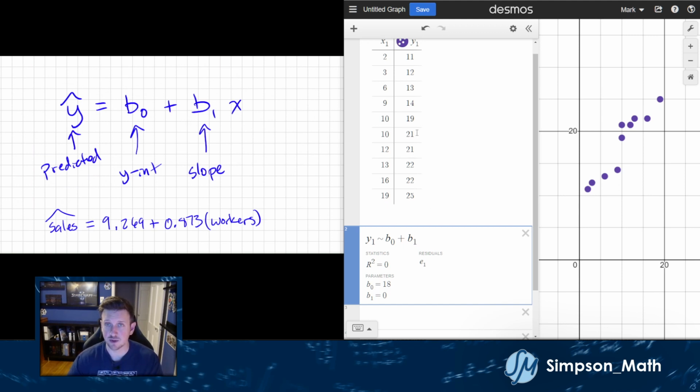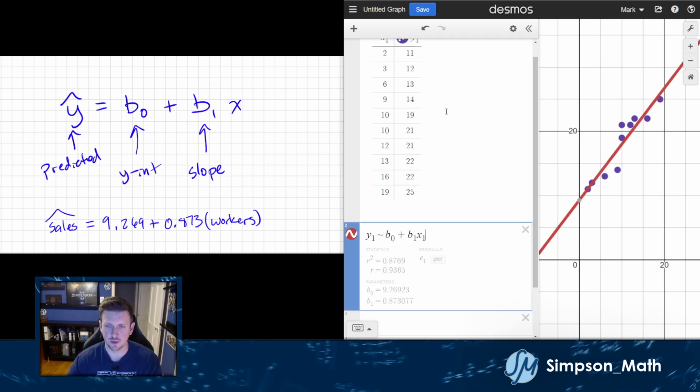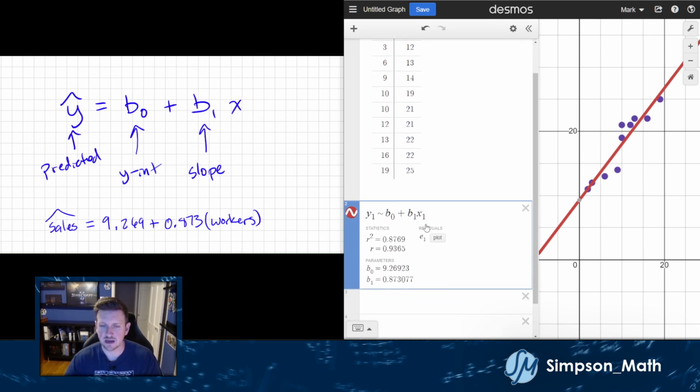And then now I need x1. Again, I'm picking x1 because that's my input. My input, Desmos knows it as x1, so x1. When I do, it's in red today. So that is our slope, or sorry, our regression line here, fitting through that data.